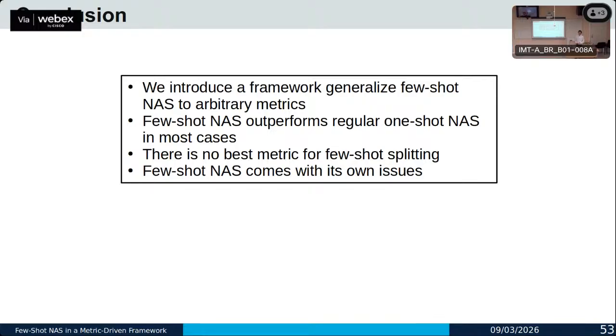So to conclude this part about few-shot neural architecture search, we introduced a generalization of the base NAS framework that allows us to utilize different metrics that are mostly arbitrary, but we used the zero-cost proxies in our case. We demonstrated that few-shot NAS outperforms a regular one-shot NAS in most cases, but that there is no best metric for the splitting. And we also highlighted that few-shot NAS comes with its own issues that are specific to this line of work.